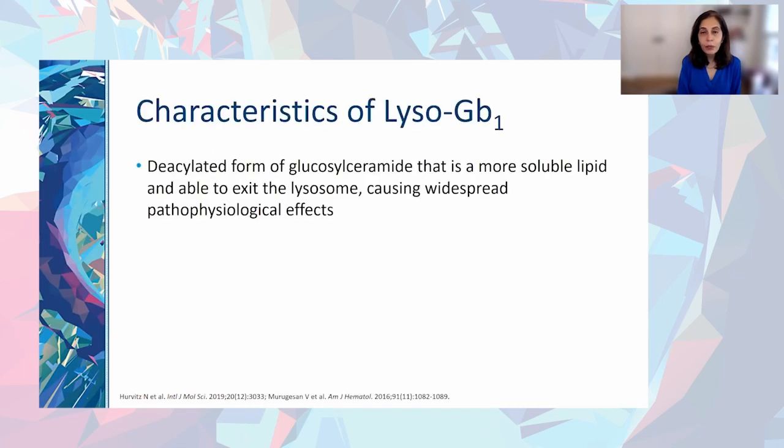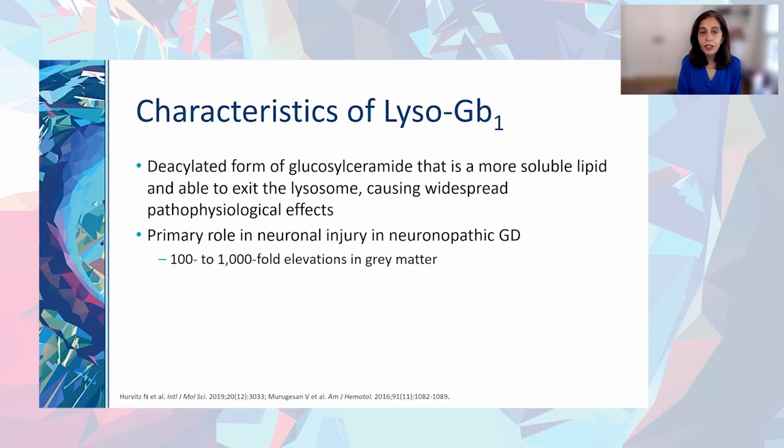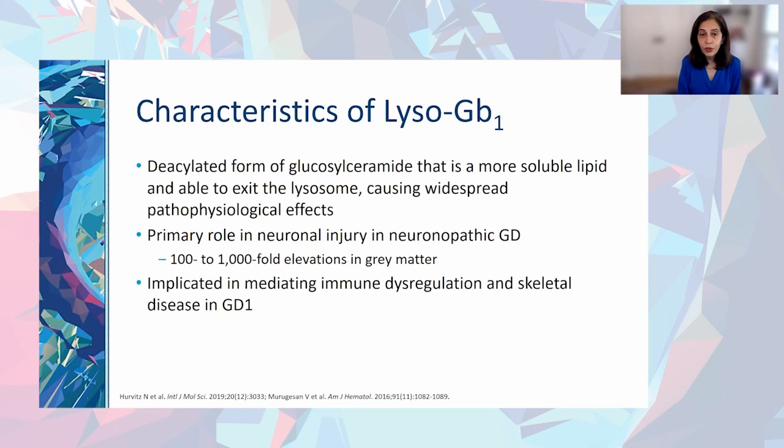And now let's talk about lyso-Gb1, which is the deacylated form of glucosylceramide. It is a more soluble lipid, and thus it's able to exit the lysosome, causing widespread pathophysiological effects, and it's also easy for monitoring. It has been found to play a primary role in neuronal injury in patients with neuronopathic Gaucher disease, and it's 100 to 1,000-fold elevated in the gray matter.